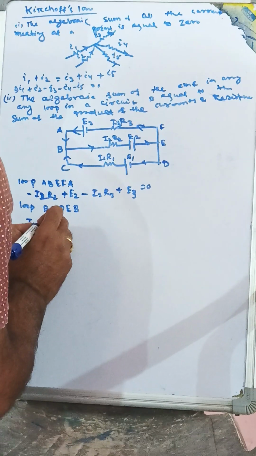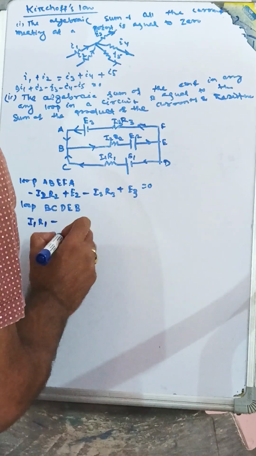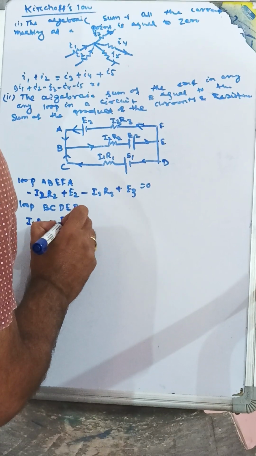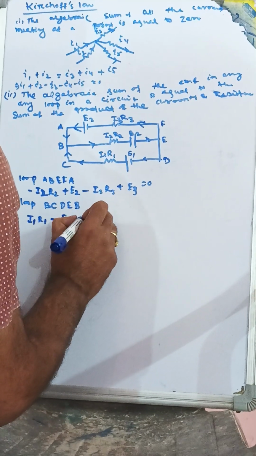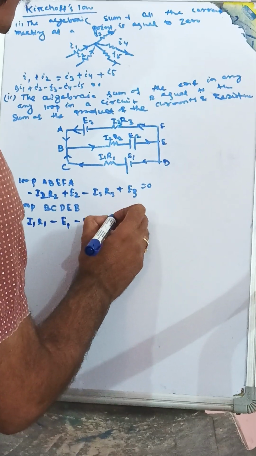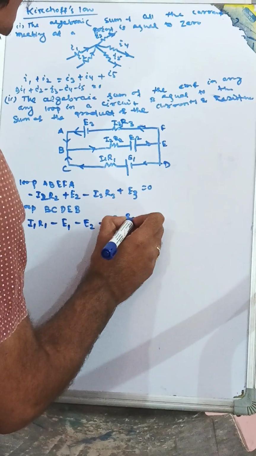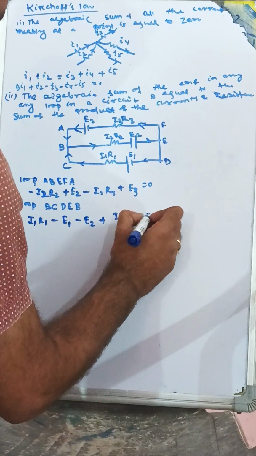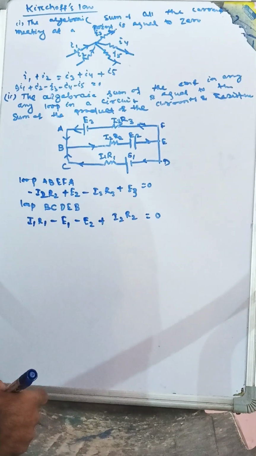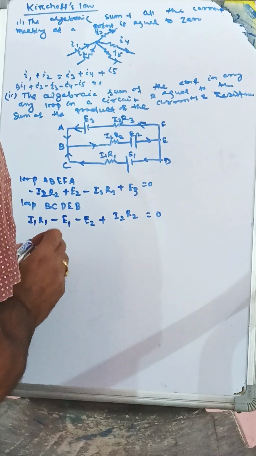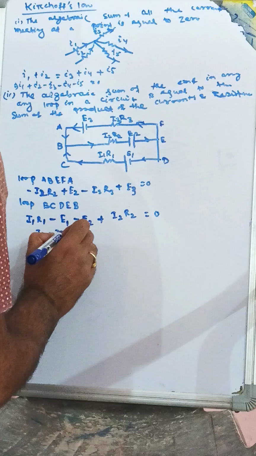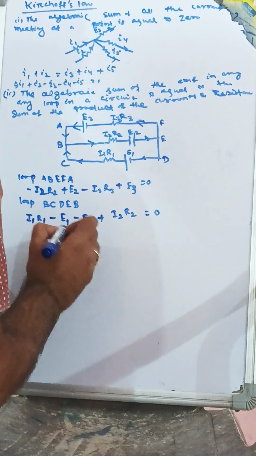I1 R1 minus E1 minus E2 minus I2 R2 plus I2 R2 is equal to 0. Okay, then I2 is equal to I1 plus I3.